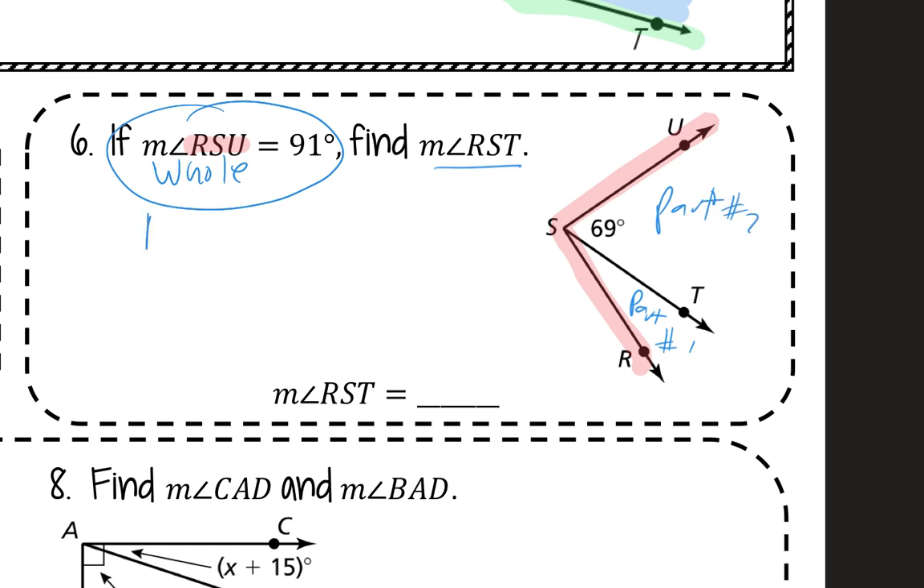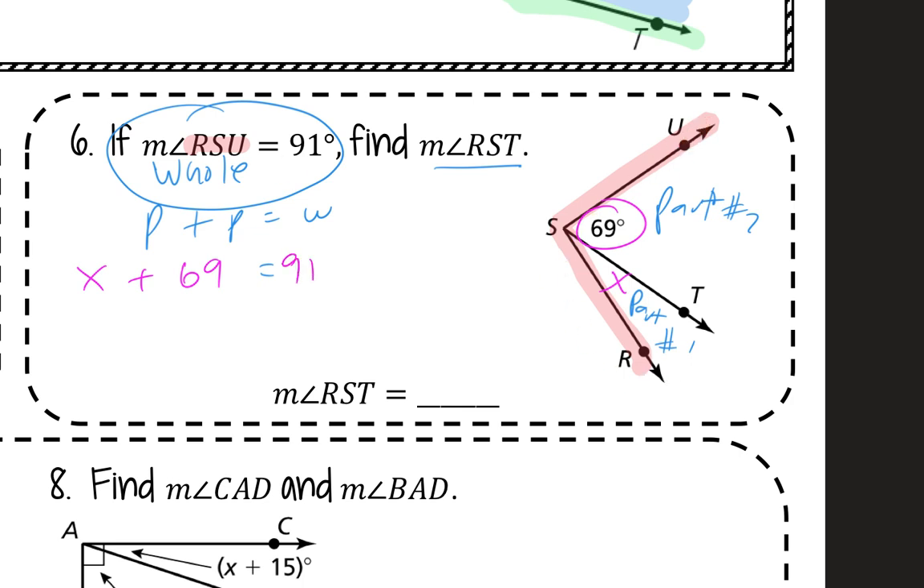Let's set it up with part plus part equals whole. Okay, so the first part is this. We don't know what that is, right? So let's just put an X there for something we don't know yet. So X plus our second part is 69, right? Equals the whole thing. We said the whole thing is 91, right?